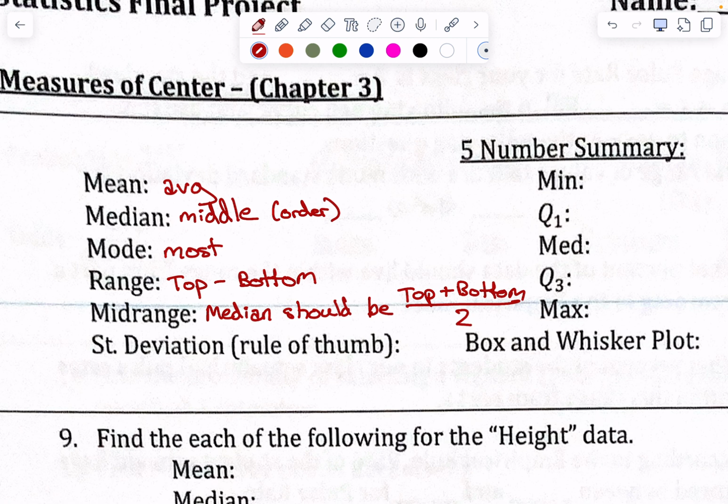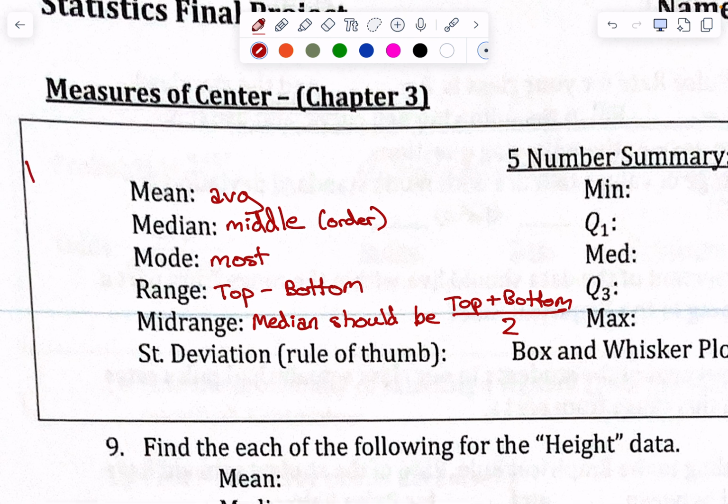Does that make sense? Okay, because if I have like a 1 and a 1 and a 2 and a 3 and a 7, right? If I do that, my middle number there is 2, right? But what my middle number should be is 1 plus 7, which is 8, divided by 2. My middle number should be 4, but it's not 4. My middle number is actually 2, right? So the mid-range would be 4. The median is 2. Does that make sense? Okay.